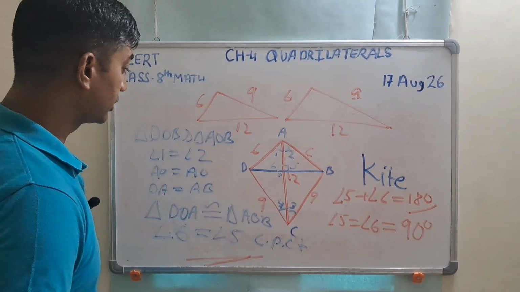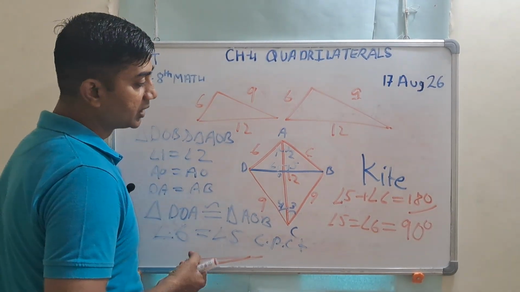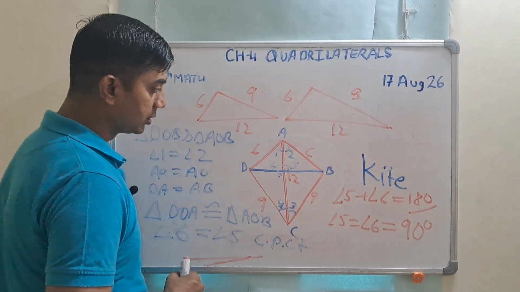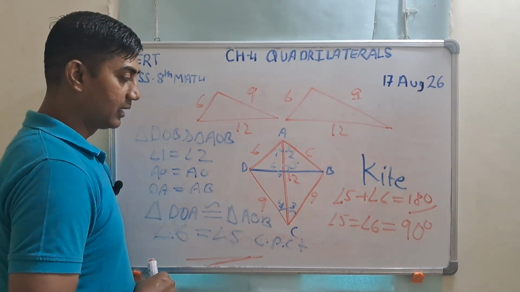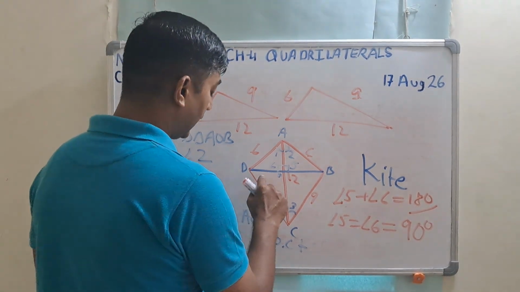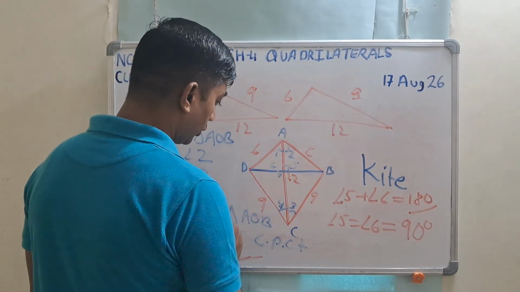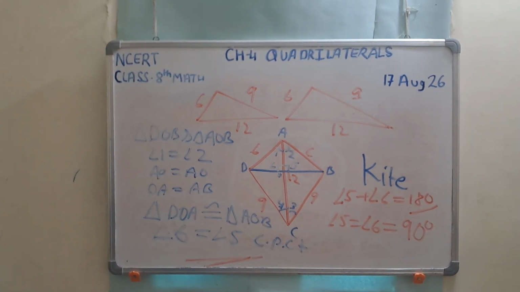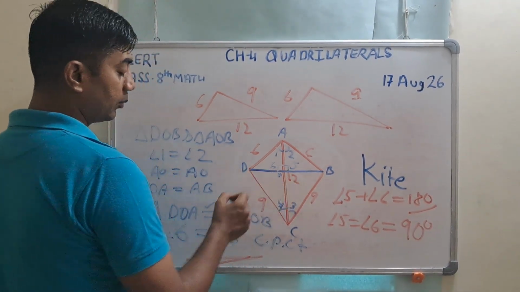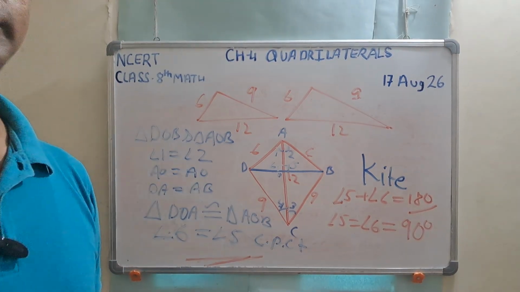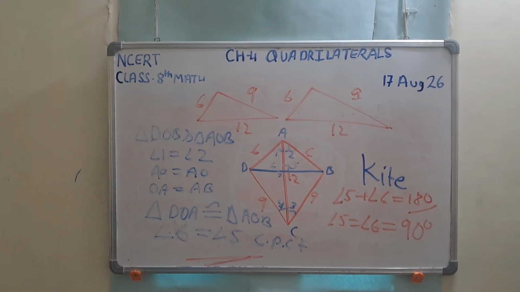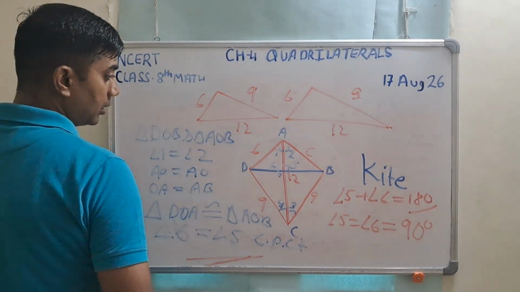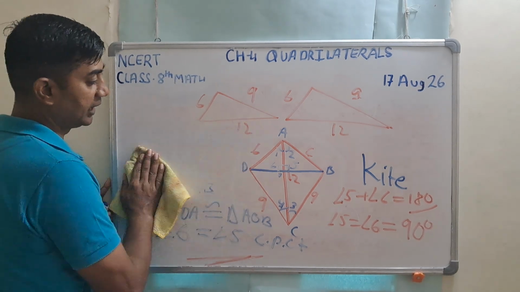This is our second conclusion. What was our first conclusion? Our first conclusion was that one diagonal is bisecting the internal angles. Understood? And the intersecting point of both diagonals is perpendicular to each other. Okay, so this is what we have concluded about the kite, and you should keep these points in your mind.